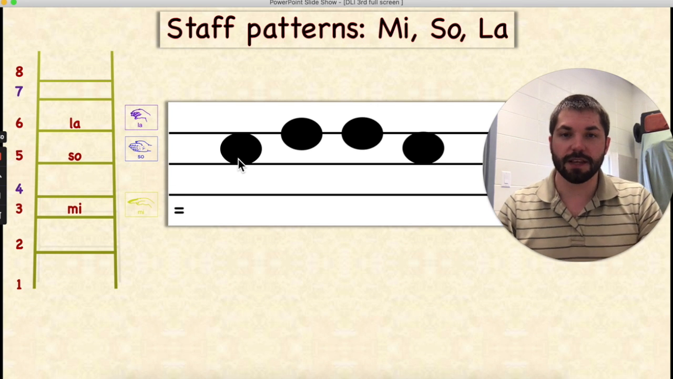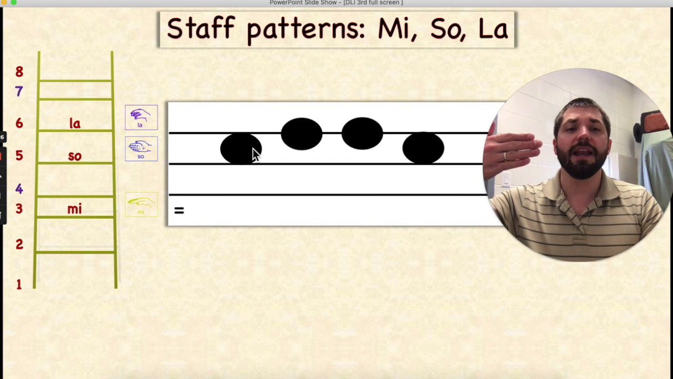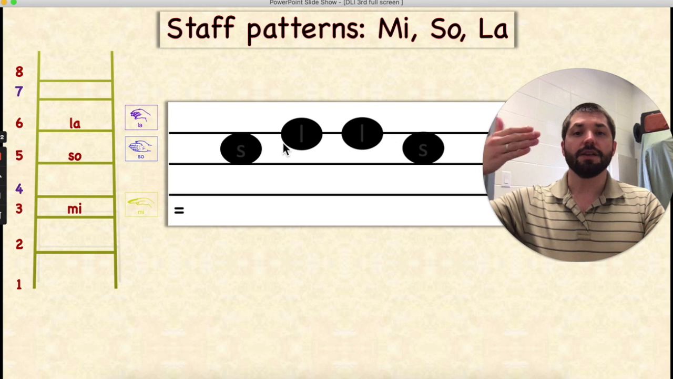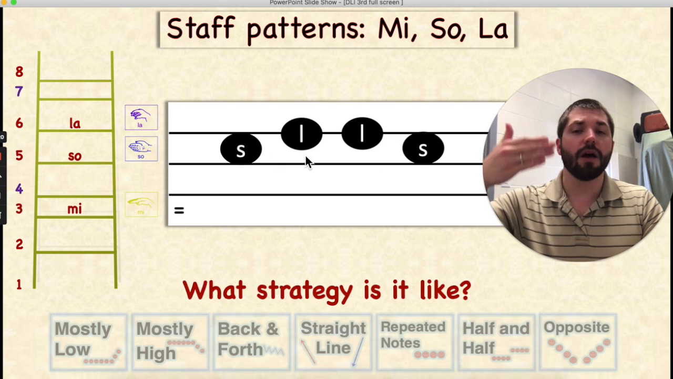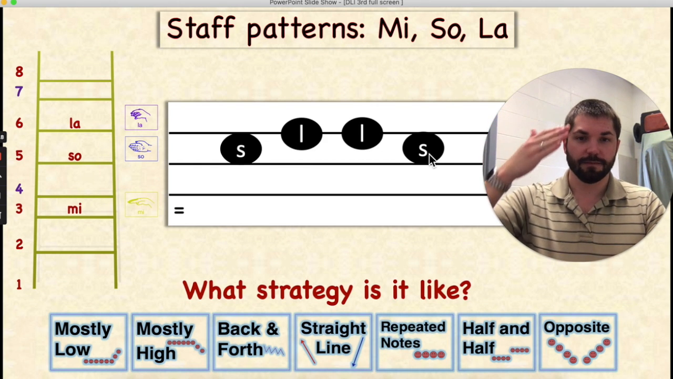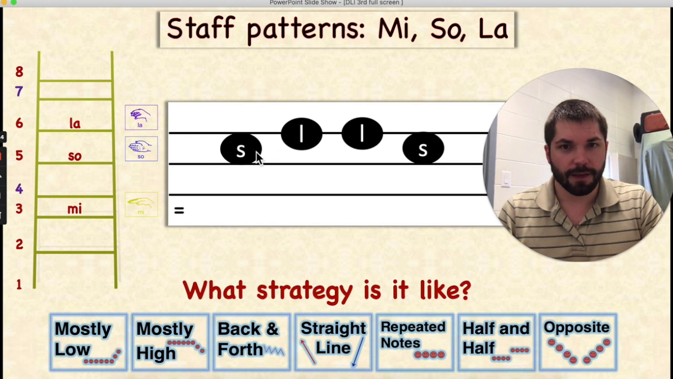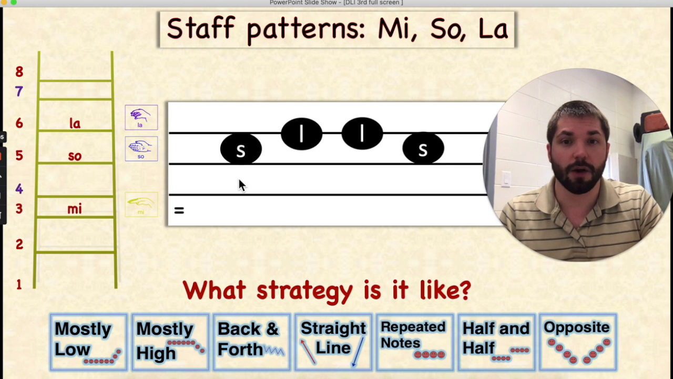Let's try a bigger pattern that's got la in it. Alright, let's see if you can sing this one. Starts on so again, moves up to la. Ready, go. So, la, la, so. Okay, what strategy is this? Well, I kind of see that up and then back down shape again, so I think this would be another opposite one, right? Just starting on so instead of on me.